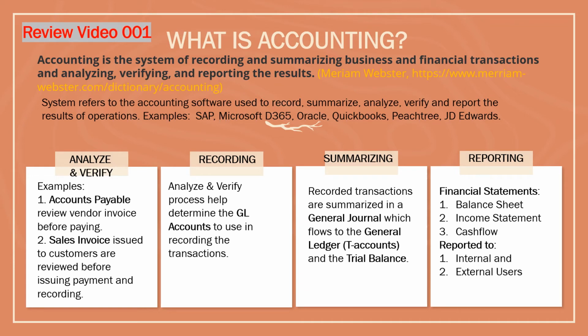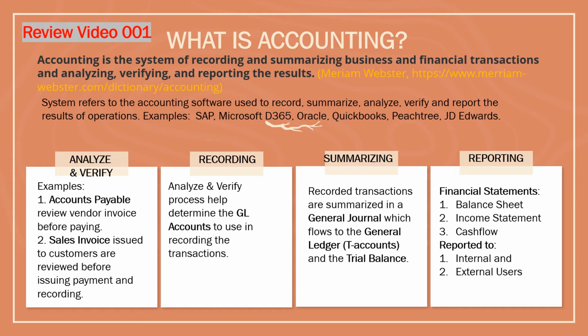Examples of the financial statements that we have are the balance sheet, the income statement, and the statement of cash flow. These reports or financial statements are then reported to either an internal user or an external user. An internal user could be your HR department. It could be your own accounting department or finance department when they're dealing with variance analysis, your budget versus the actuals, or if they're dealing with cost accounting. So those are our internal users.